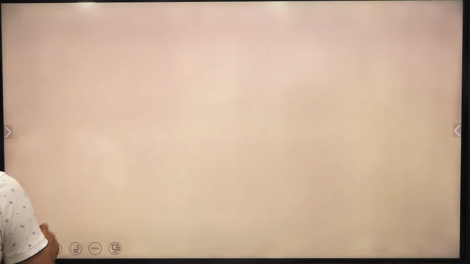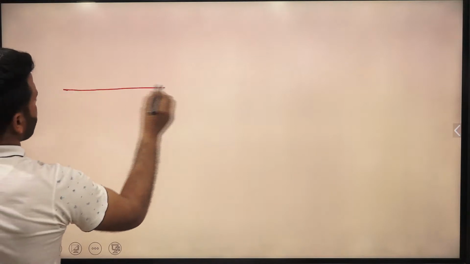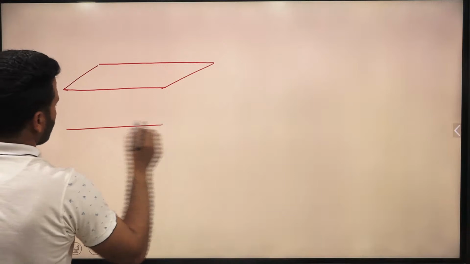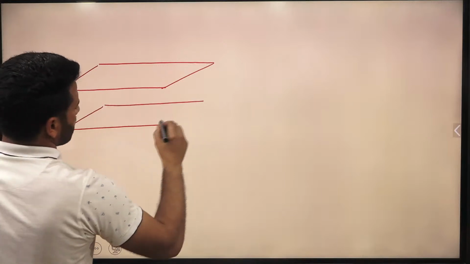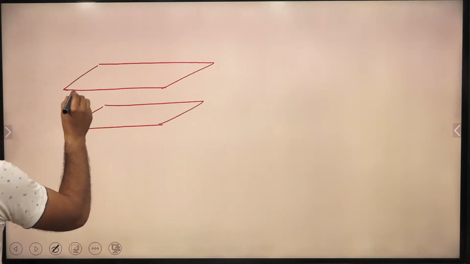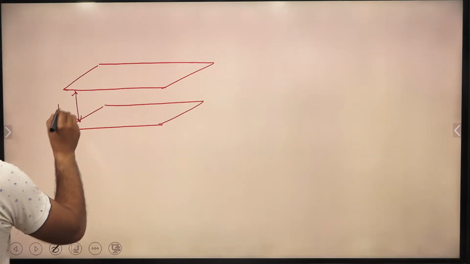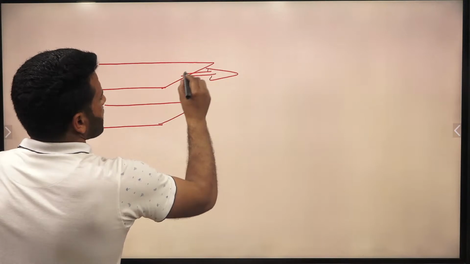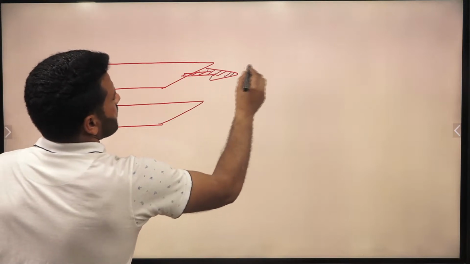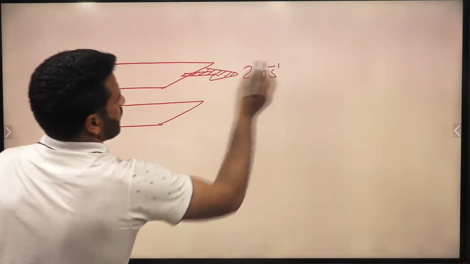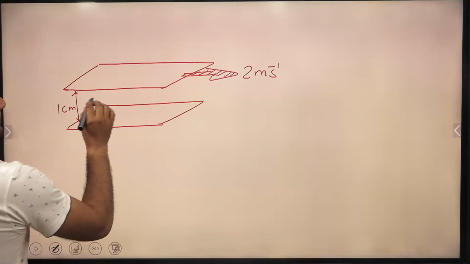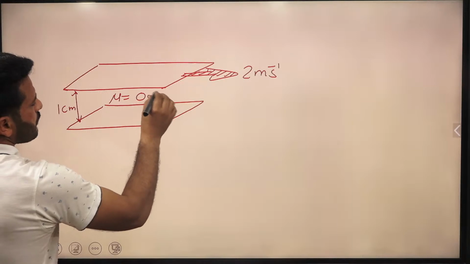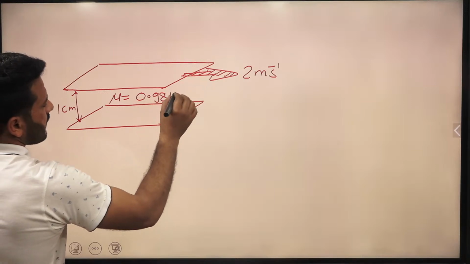So let me draw the figure here. Suppose here is plate number 1, and this is plate number 2. Fine. These plates are separated by a distance given to us as 1 centimeter, and the relative movement of this plate is given to us as 2 meter per second. And the fluid in between these two parallel plates has the dynamic viscosity 0.981. Let me check.